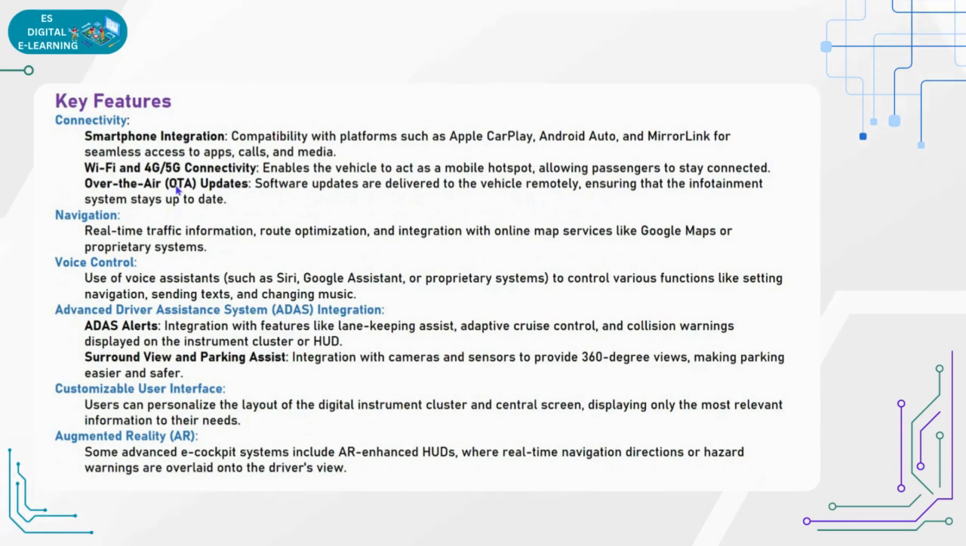Surround view and parking assist are integrated with the camera, because the front and back cameras are usually kept for parking. That is integrated, meaning it is connected to the display, so the driver can see how the vehicle is parking on the road.